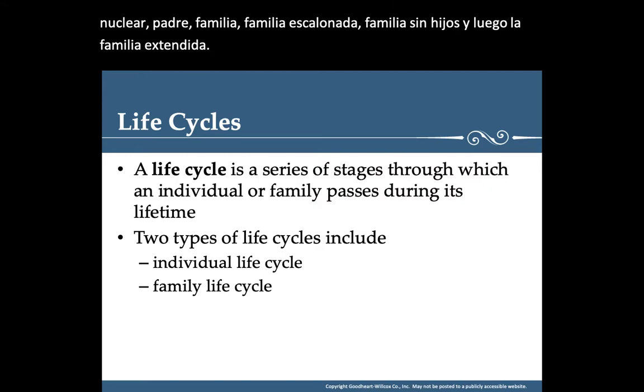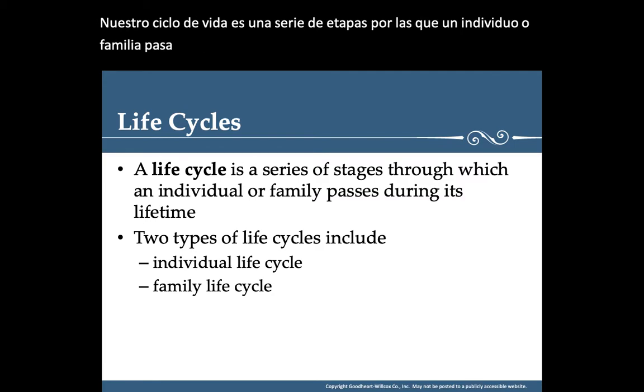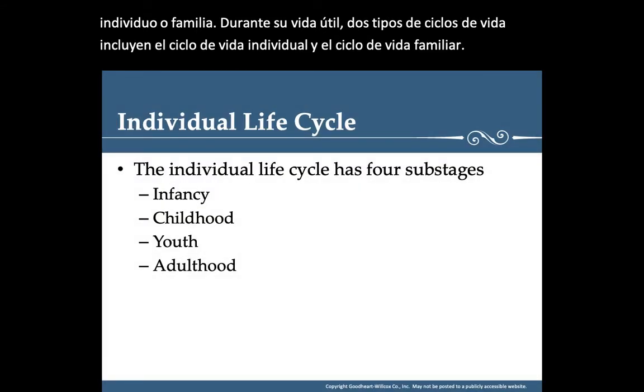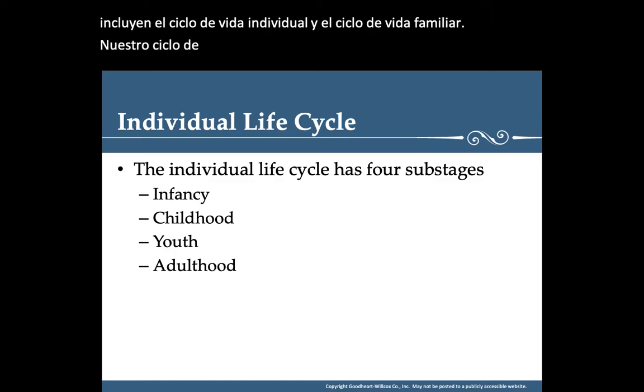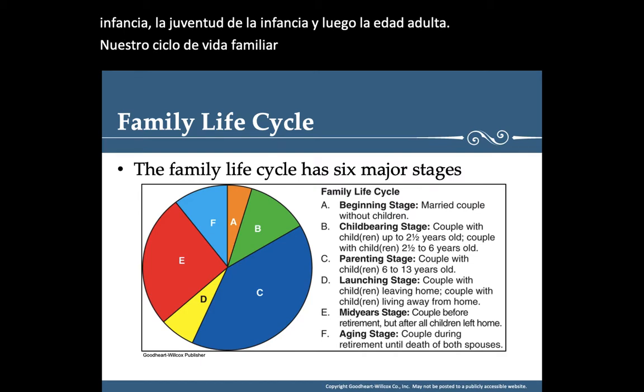Our life cycle is a series of stages through which an individual or family passes during its lifetime. Two types of life cycles include the individual life cycle and the family life cycle. Our individual life cycle has 4 sub-stages: infancy, childhood, youth, and adulthood. Our family life cycle, however, has 6 major steps.